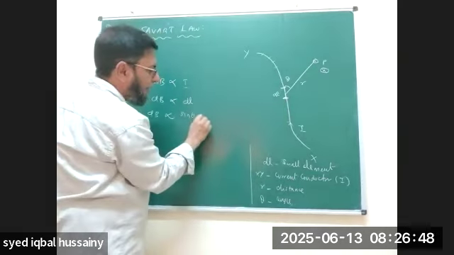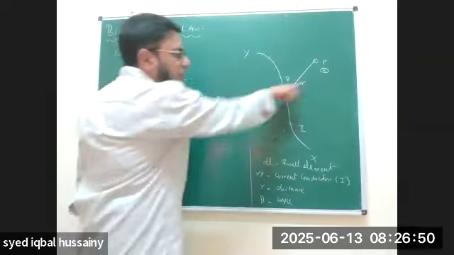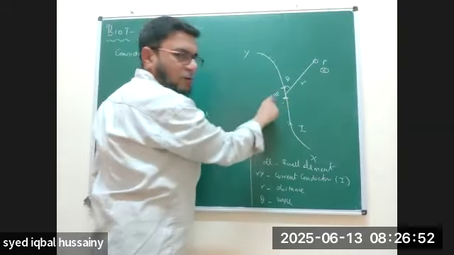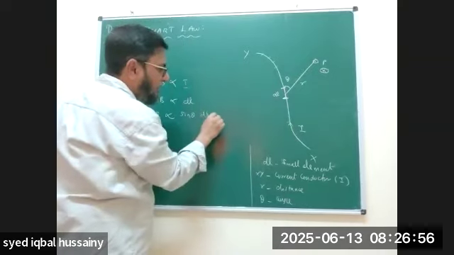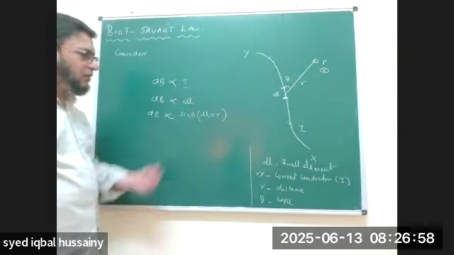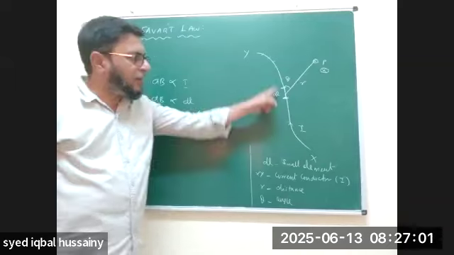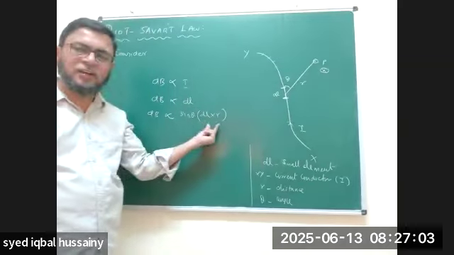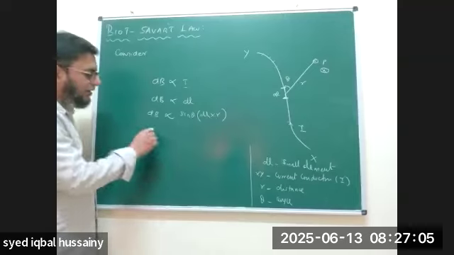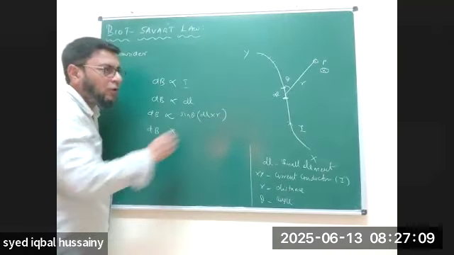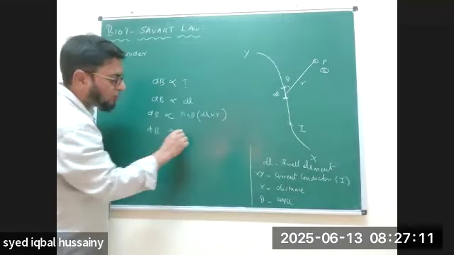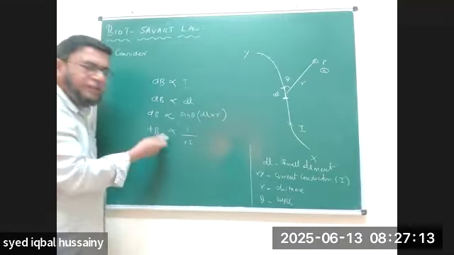So the element is dl, and the distance is r. So dl cross r, sin theta, where theta is the angle between dl and r. Understood? And then he is saying, as the fourth factor, dB is inversely proportional to the square of the distance.